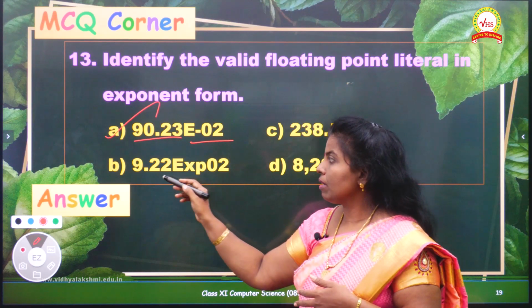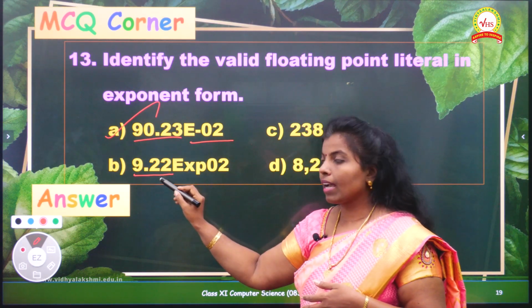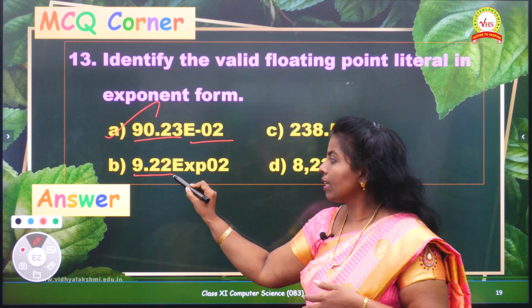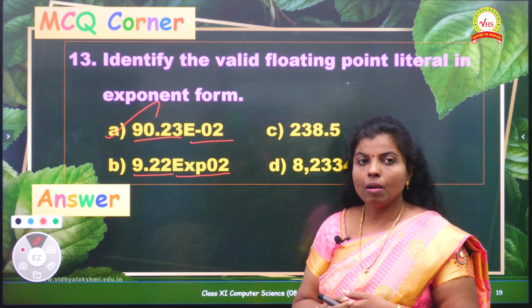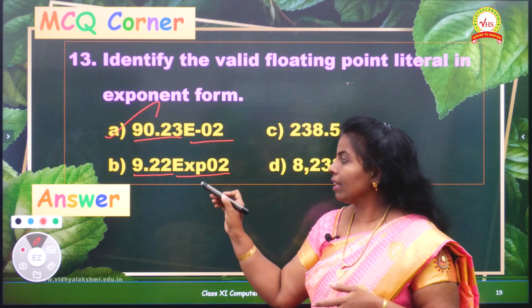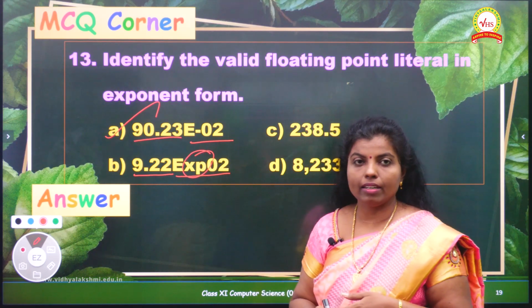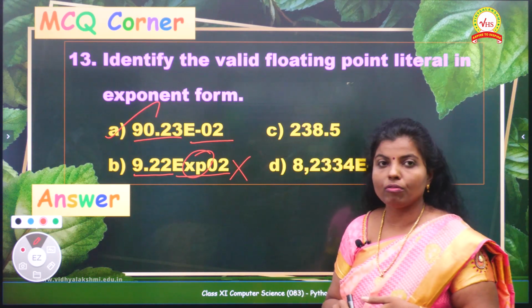If you see option B, there are two parts, 9.22 and then the next part is given as exp02. But the exponent form must have a letter E, and it has some more letters in it. So this cannot be a valid floating point literal in exponent form.